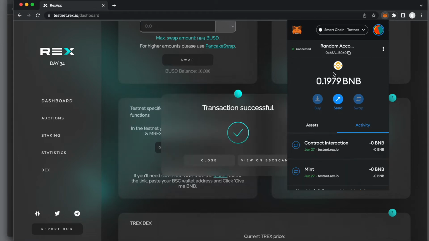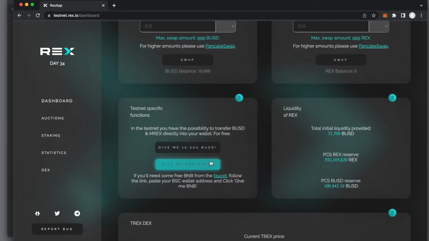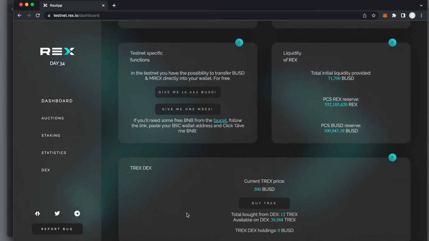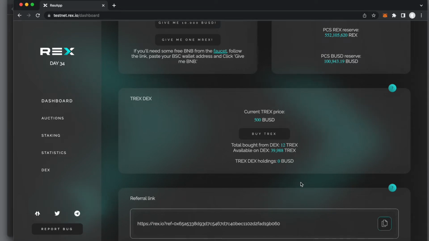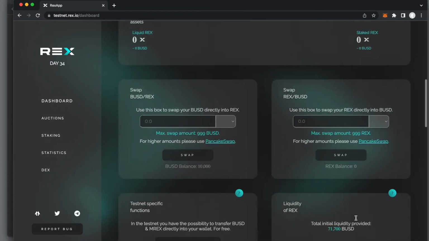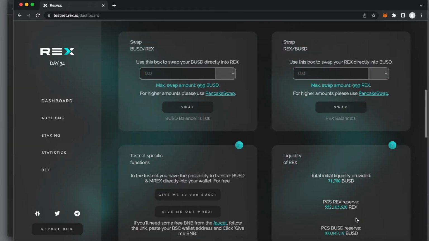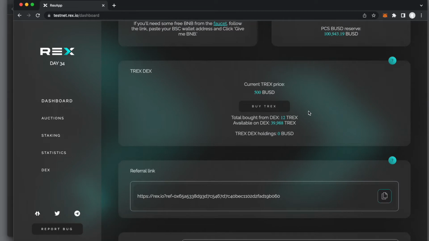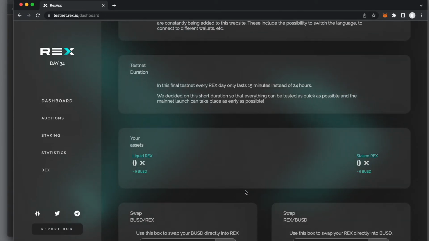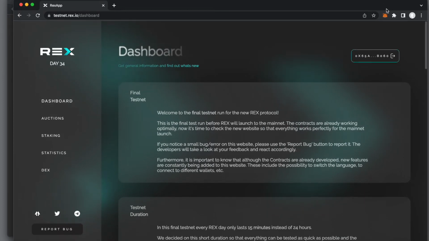Before, on a different video, I showed how to get BNB from the testnet faucet for gas fees. So if you don't know how to do that, you can just refer back to that previous video. So in the dashboard, if you were not a previous Rex participant, you'll just see the T-Rex DEX, which you definitely will be able to use. I've got now 10,000 BUSD, I think, so let's have a look. Do I have any BUSD yet?